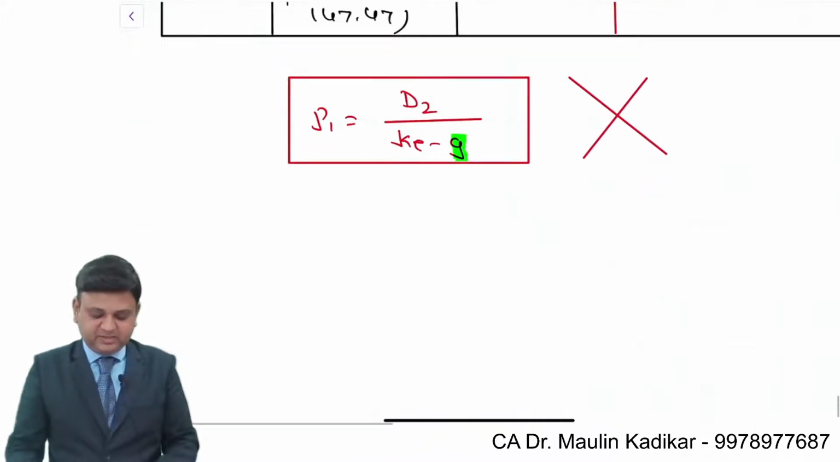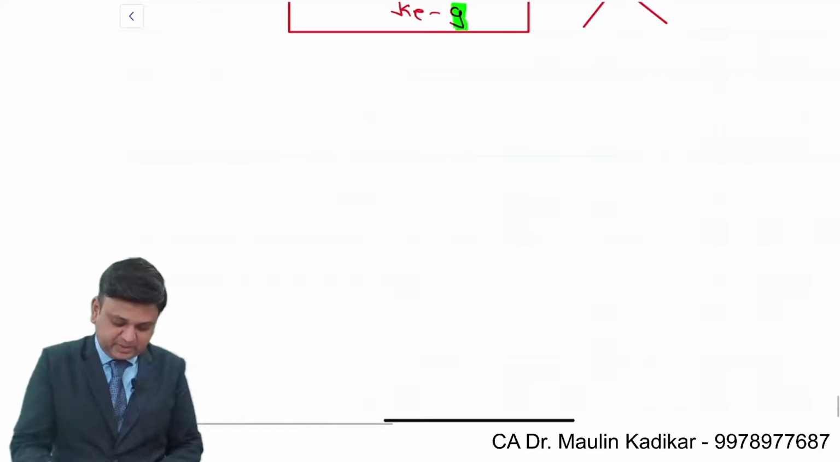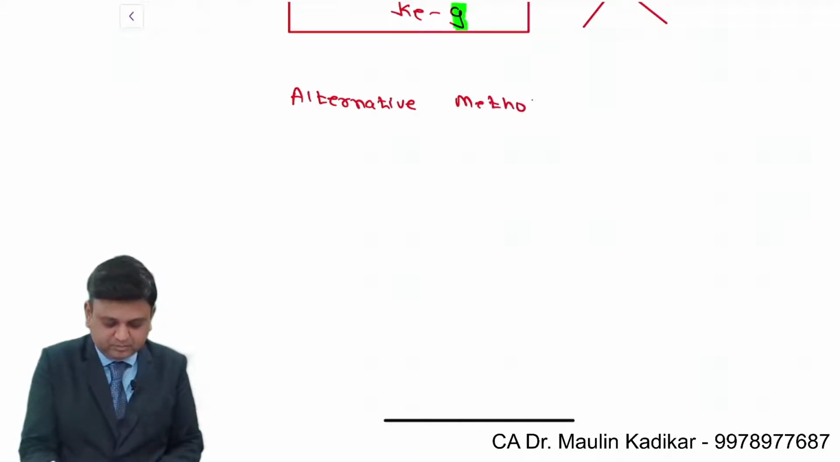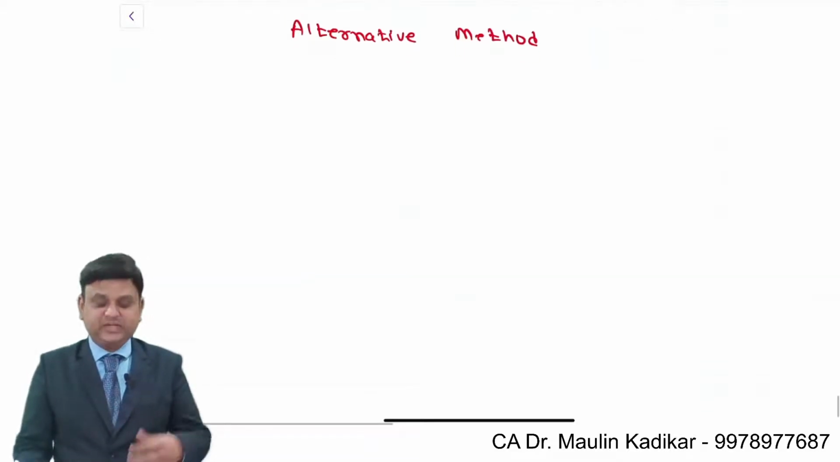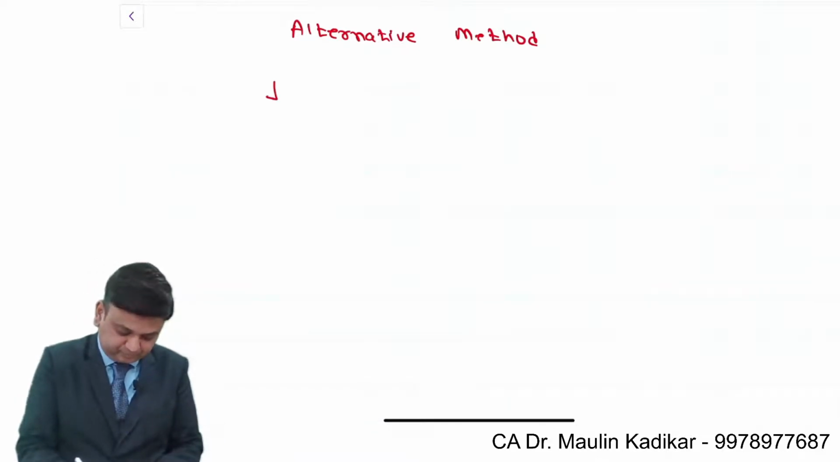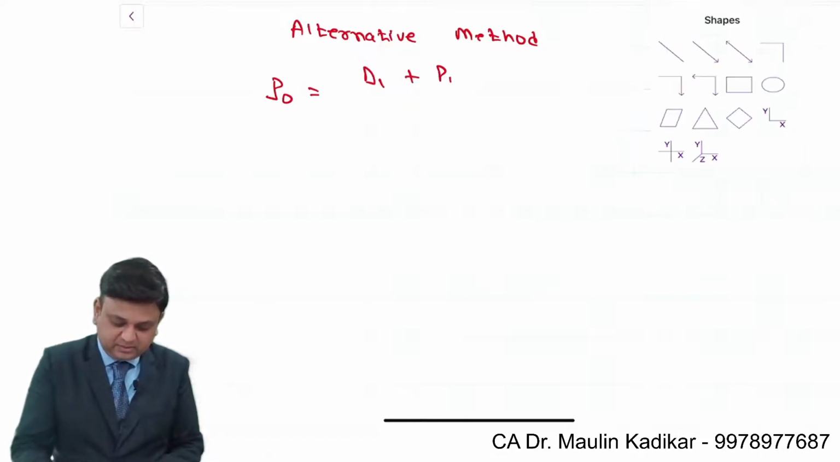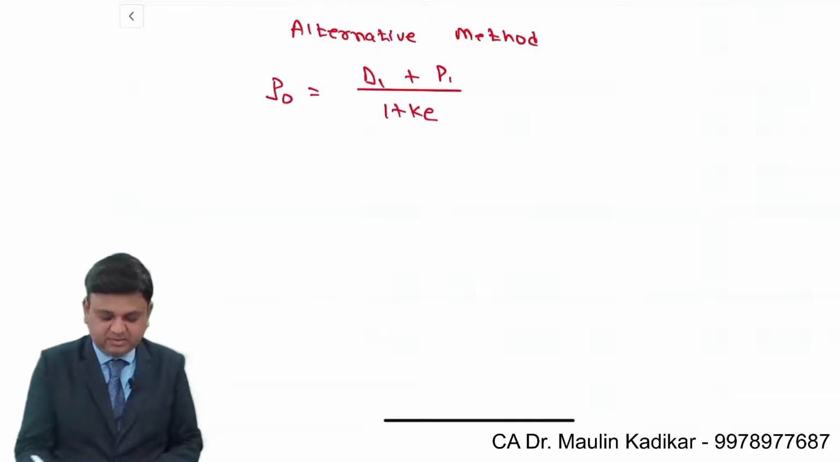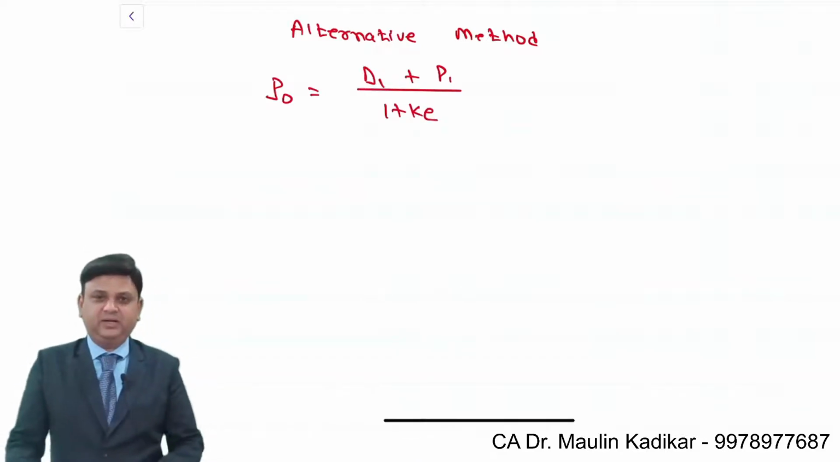The alternative method works like this. Everybody is requested to pay attention. Alternative method. Dear students, we understand something like this. P0 is equal to D1 plus P1 divided by 1 plus K. That is a simple formula.